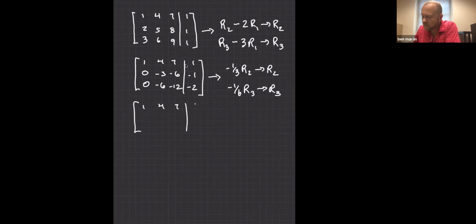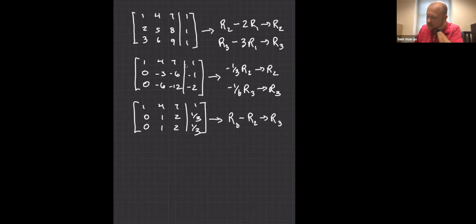is easy. All right, and so 0, 1, 2, and 1/3. And then 0, 1, 2, and 1/3. All right. So now you could go ahead and say here that you're going to take row 3 and just subtract row 2 from it and put that back into row 3 so that you have 1, 4, 7, 1, 1/3, 0, 1, 2, 0, 0, 0.